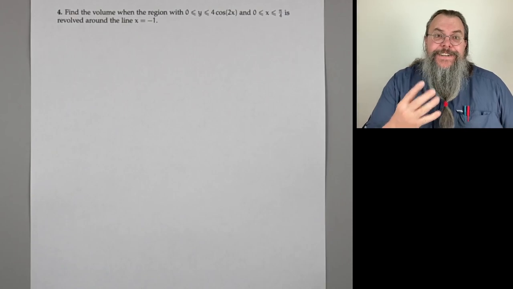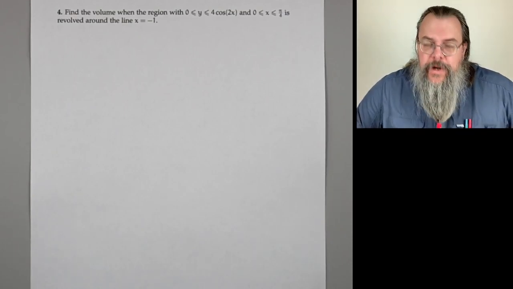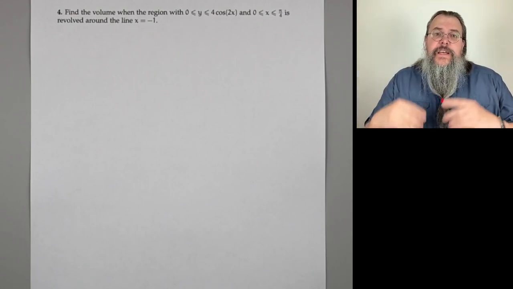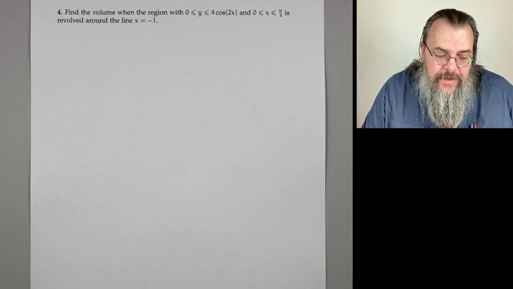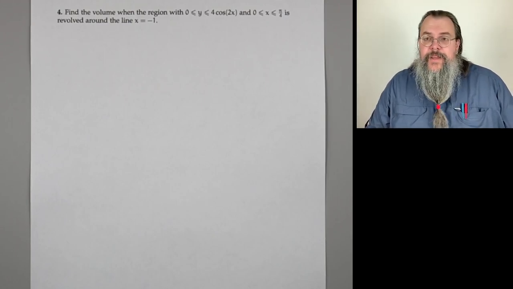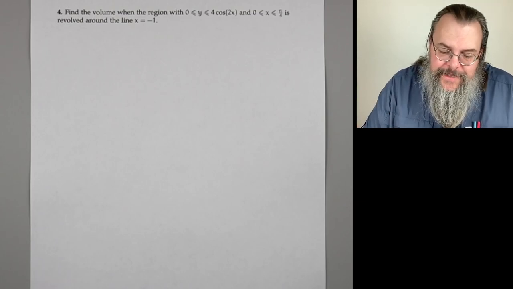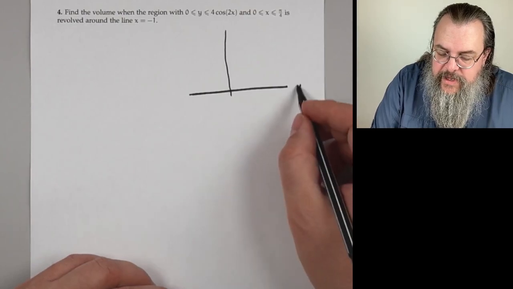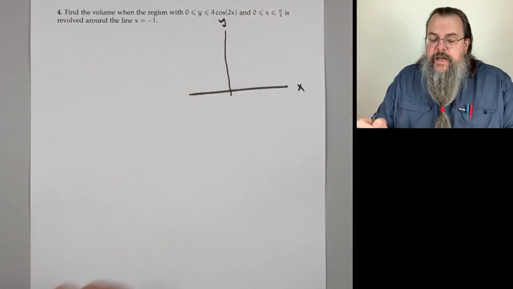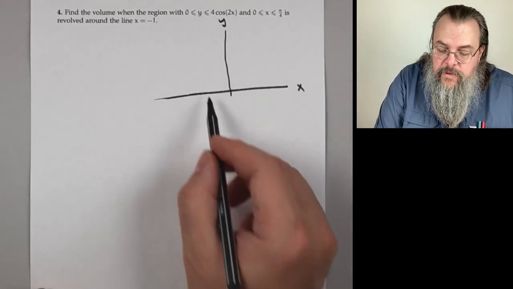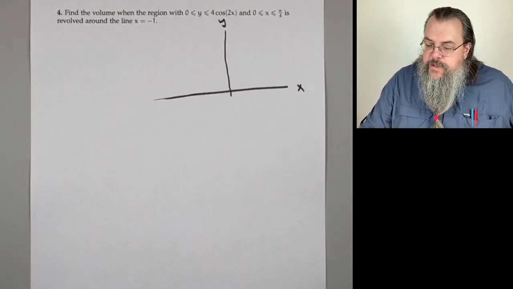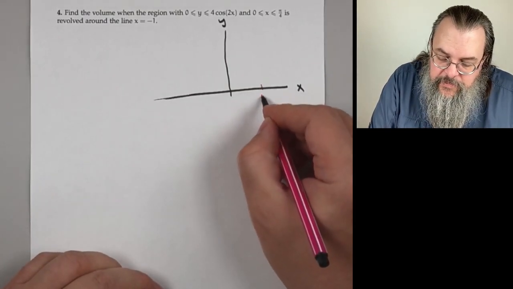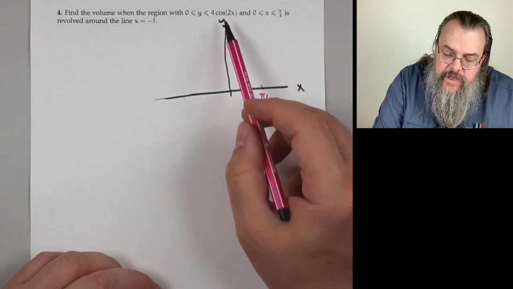Number 4. Find the volume when the region where y goes from 0 to 4 cosine 2x, x goes from 0 to pi over 4, is revolved around the line x equals minus 1. Okay, so picture. Get a picture here. So we draw in some axes. So we have our x-axis, here's y. And now we're saying, well, what's going to happen? Well, first off, we know where x goes from 0 to pi over 4. And if you want to get a sense, what's happened here?